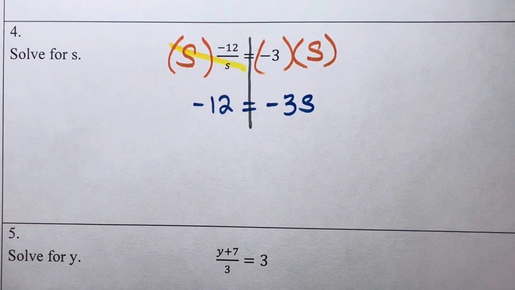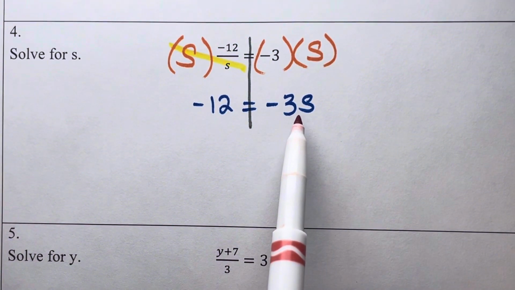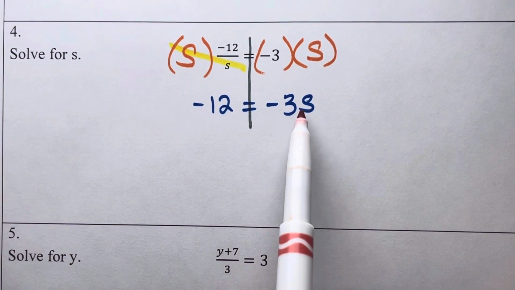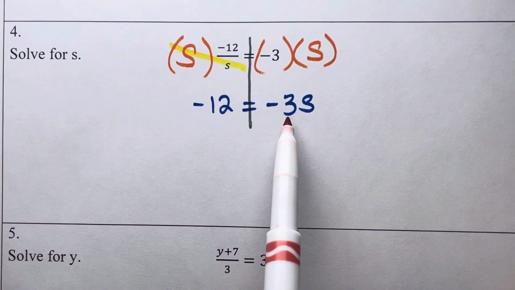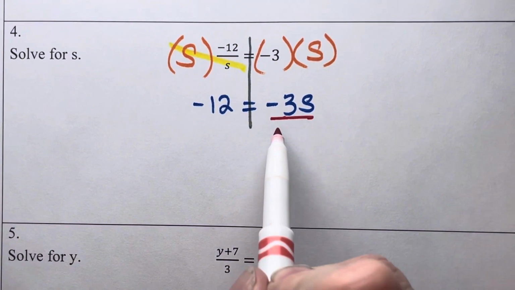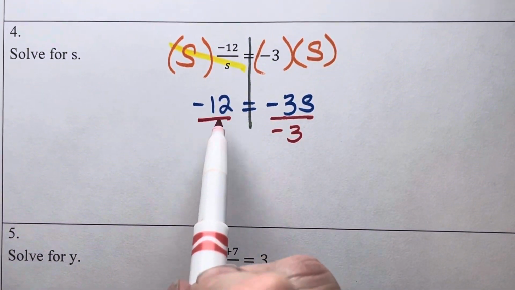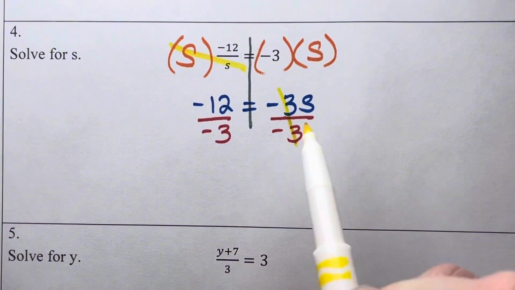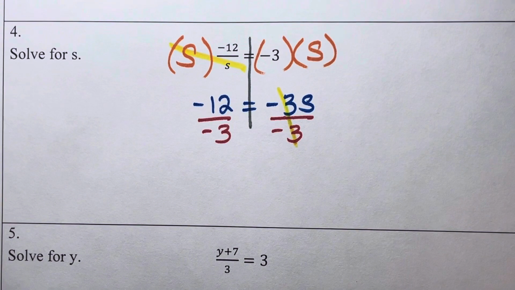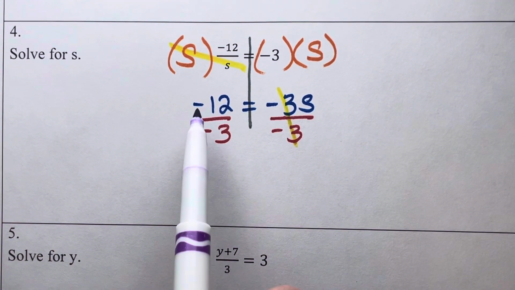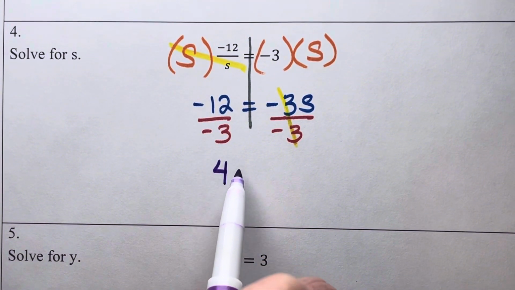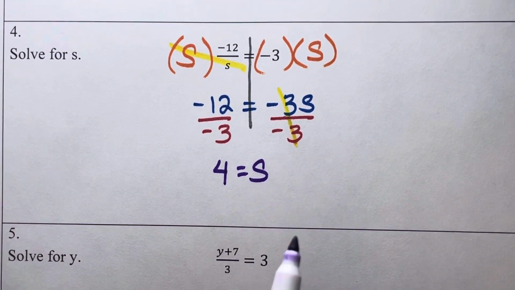Okay, so again, I have a number and a variable together. And now I need to get rid of this coefficient of negative 3. A letter and a number side by side are multiplying, and the opposite of multiplying is dividing. So let's divide by negative 3. And what you do on one side of the river, yes, you have to do to the other. This causes those negative 3's to cancel out. And then negative 12 divided by negative 3 is equal to positive 4. And that is the value of our S.